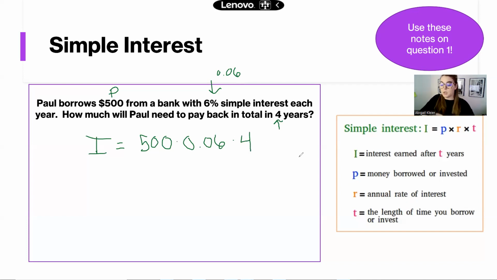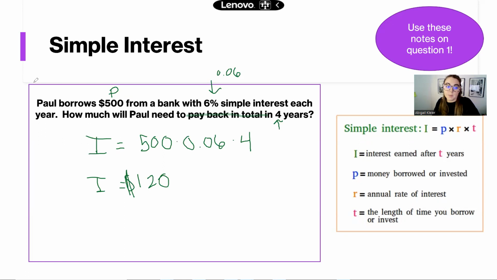So I'm going to use my calculator and I'm going to go ahead and multiply those values together. 500 times 0.06, which is our rate, times 4, which is our time. So the amount of interest that Paul accrued over this amount of time is $120. But let's pay close attention to what the question was asking us. It says, how much will he need to pay back in total? So in total means we need to calculate what the initial borrow amount was plus the amount of interest.